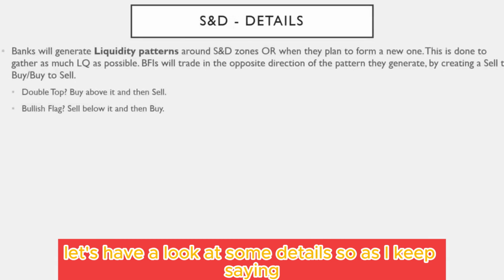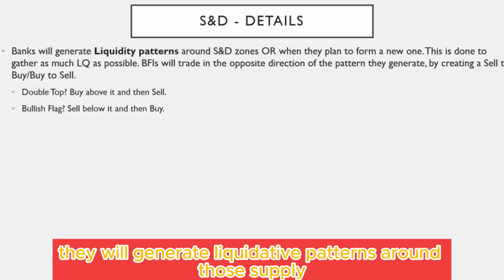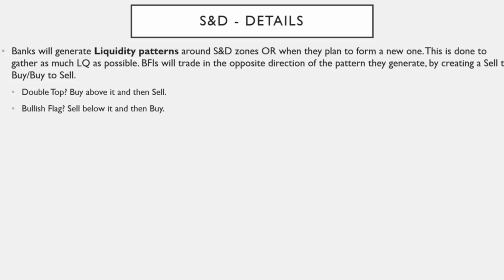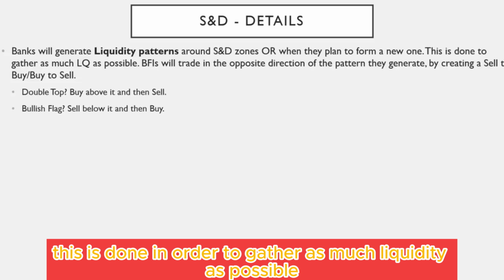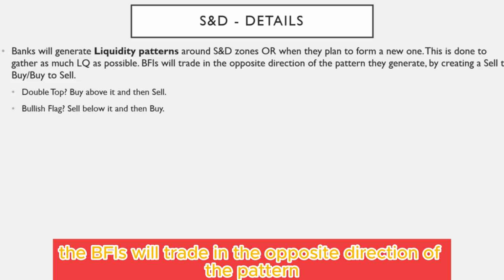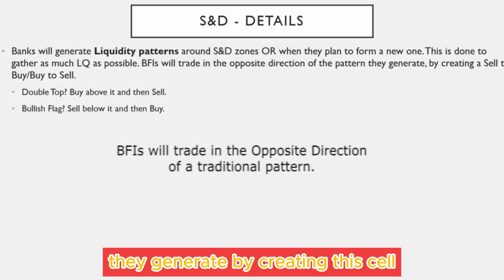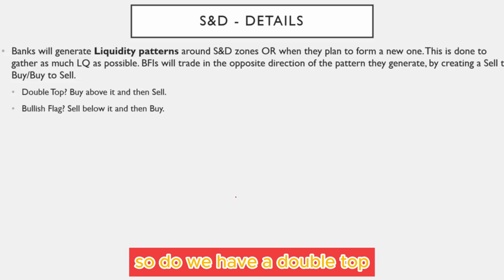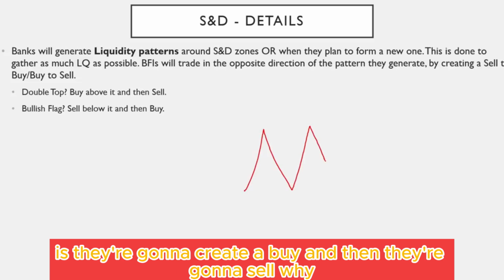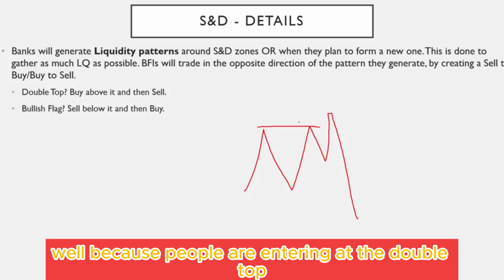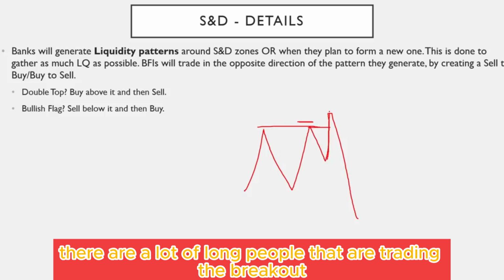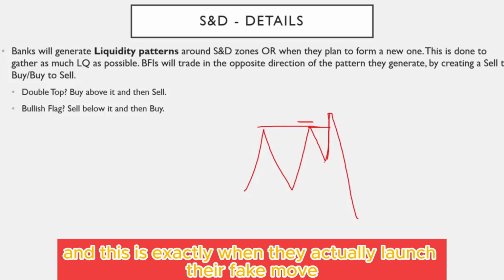So, as I keep saying, those banks or whatever they are, will generate liquidity patterns around those supply and demand zones, or when they plan to form a new supply and demand zone. And again, this is done in order to gather as much liquidity as possible. And usually the banks will trade in the opposite direction of the pattern they generate by creating this sell to buy or a buy to sell. Okay, so do we have a double top? What the banks are going to do is create a buy and then they're going to sell. Why? Well, because people are entering at the double top. They have their stop losses right there. And as this breaks up, there are a lot of long people trading the breakout. And this is exactly when they launch their fake move.